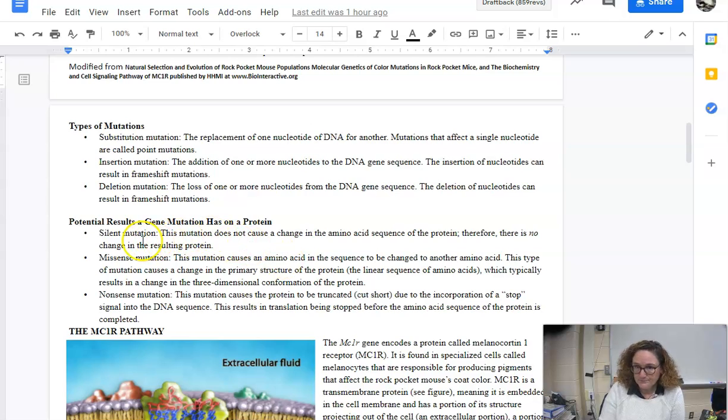Depending on where that happens and what in the transcription sequence can determine kind of how detrimental it could be. There's three different things that could happen to the protein. You could get a silent mutation, which is when there's no change in the amino acid. It codes for the same thing, and the organism would never even know that there was a mutation that happened. You could get a missense mutation, which is just a change in one amino acid.